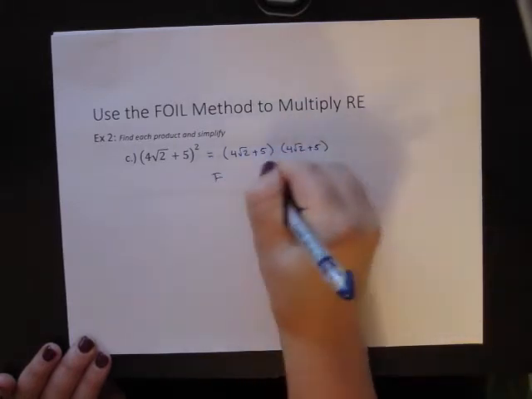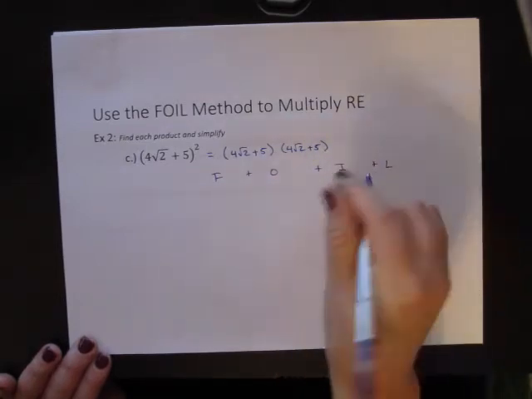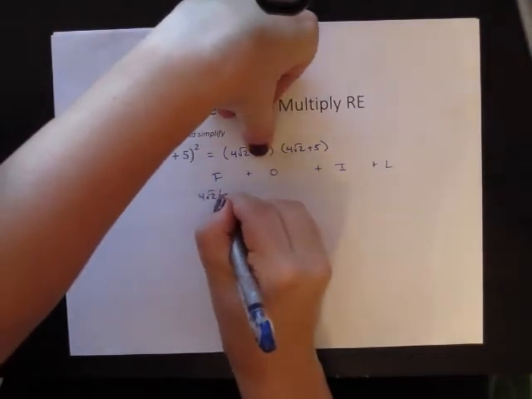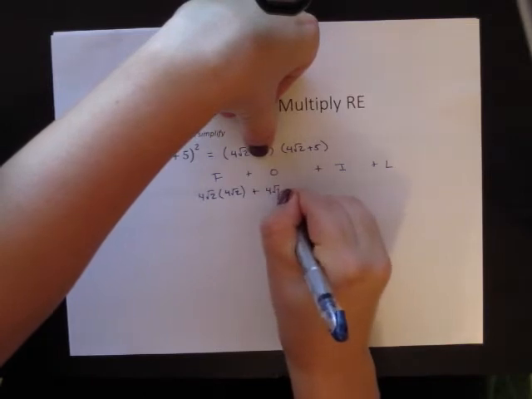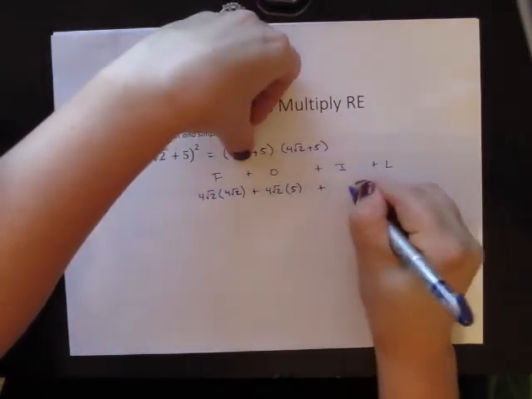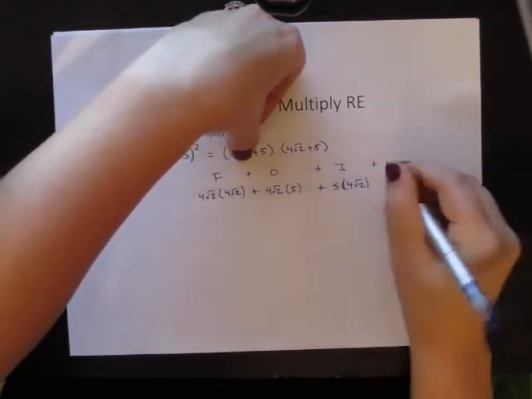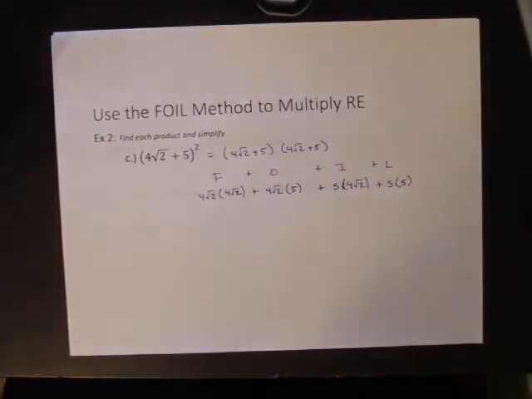Then I see two binomials, so I can go F plus O plus I plus L. Cover up my second term, so I've got 4 square root of 2 times 4 square root of 2 plus 4 square root of 2 times 5. Cover up the 4 square root of 2, so I've got 5 times 4 square root 2 plus 5 times 5. Now let's clean it up.